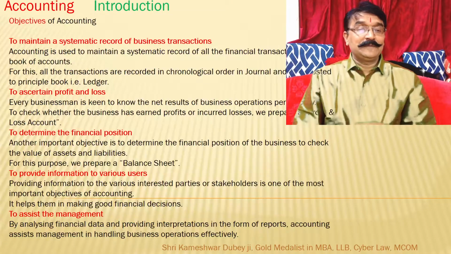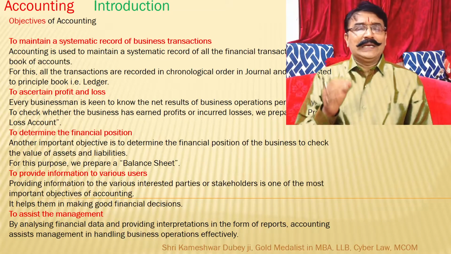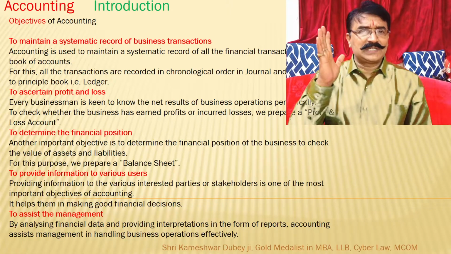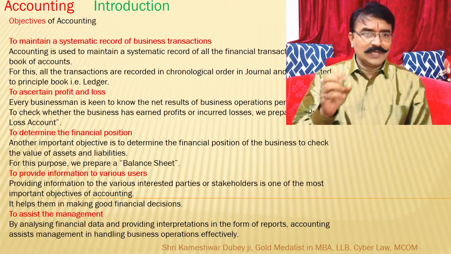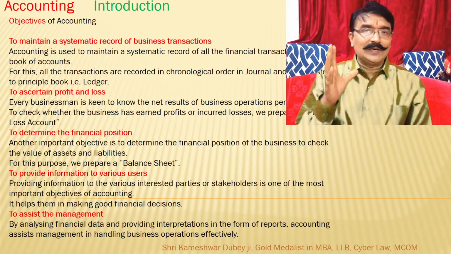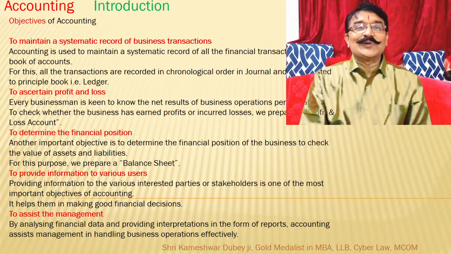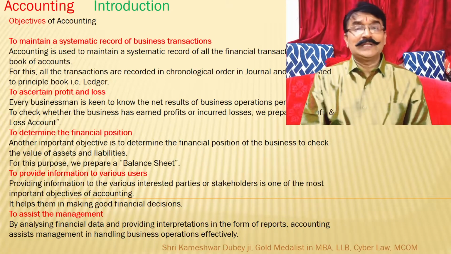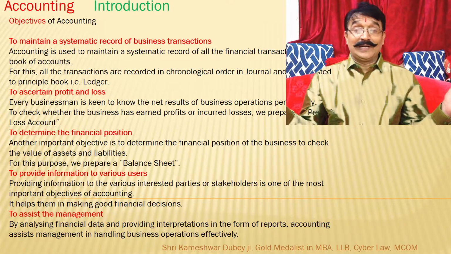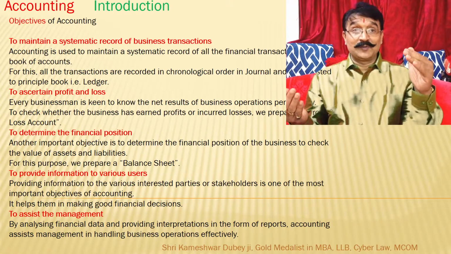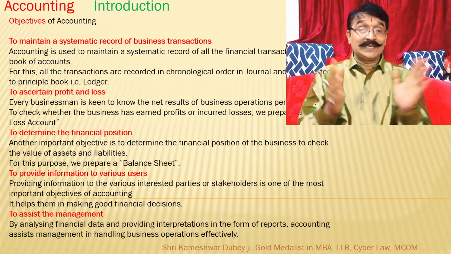We can understand it. Now what are the objectives? Objectives are to maintain a systematic record of the business transactions. Business transactions involve so much capital, so systematic recording is required to ascertain the loss or profit. Then to determine the financial position, whether the company is running in profit or in loss. If in profit, how much profit? If in loss, how much loss? What else can be done? That has to be ascertained.